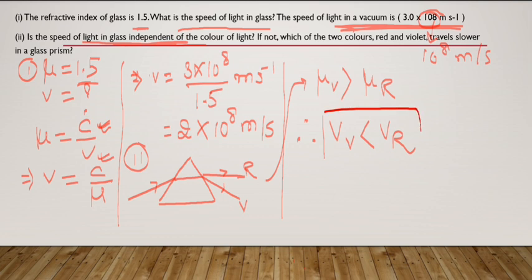So the second part of the question says, which of the two colors, red or violet, travels slower in the prism? The violet color will travel slower in the prism. And is the speed of light in the glass independent of the color of light? No, it is not independent. We have seen over here that the speed of the light in the glass is dependent on the color of the light, because here we have red color, here we have violet color. The velocity of violet color is less and the velocity of red color is more. Okay, so that's it with this question. Let's move to the next question.